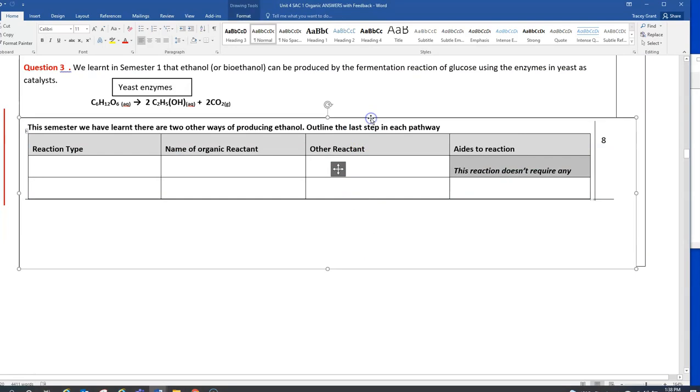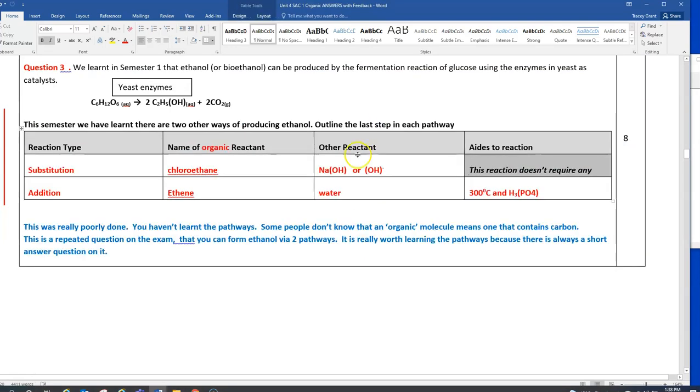And this was very poorly done. I think part of the issue was that people didn't recognize that it was a pathway question. Even though I wrote the word pathway in here, I thought it would be simpler, rather than writing a whole lot of boxes, to just say it's a substitution and it's an addition reaction, but apparently it wasn't.